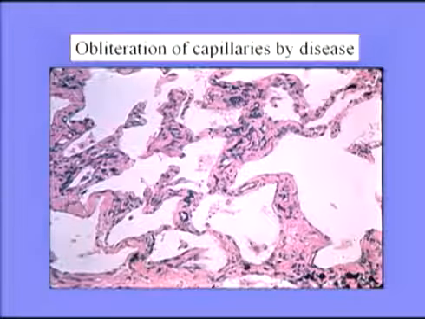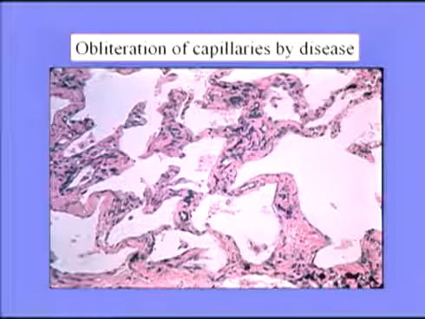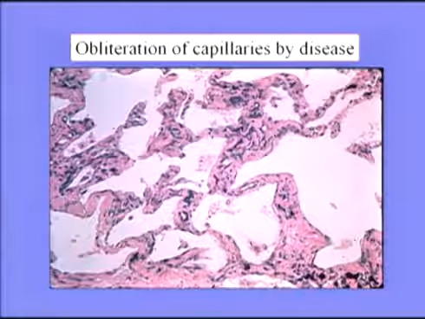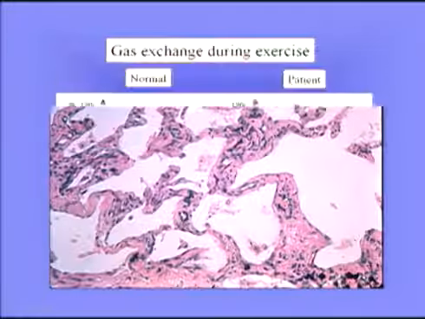And this is just to remind us that the capillaries are obliterated. As we saw before, there are very few capillaries to be seen here, and they've all been gobbled up, if you like, by the fibrosis, which is extensive in the alveoli here.